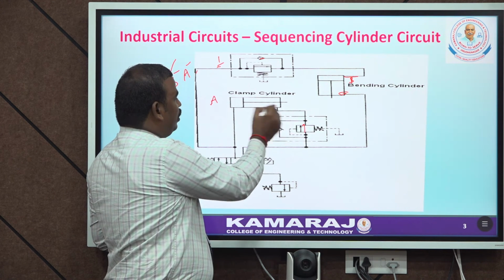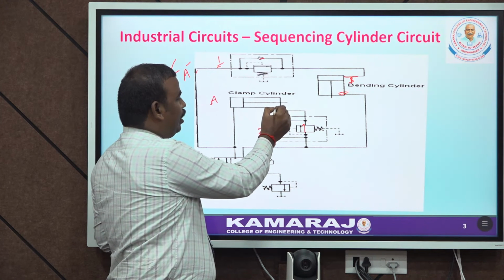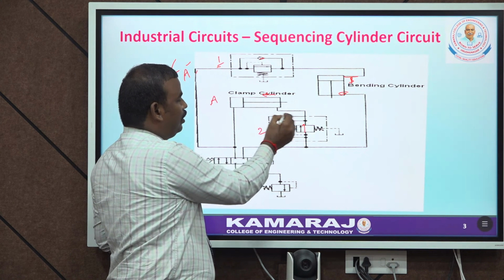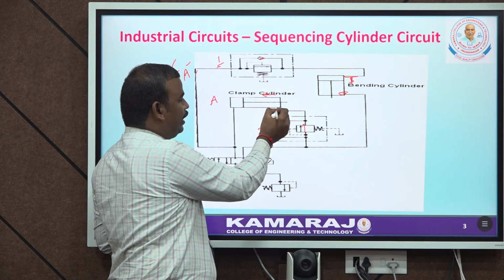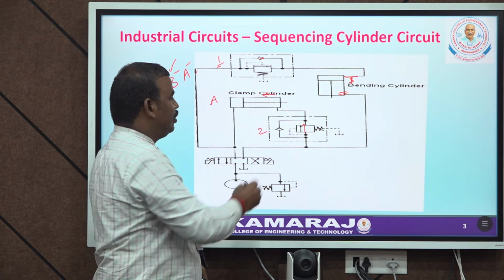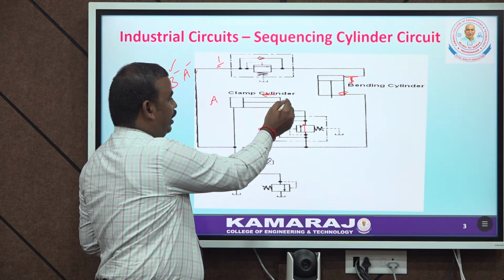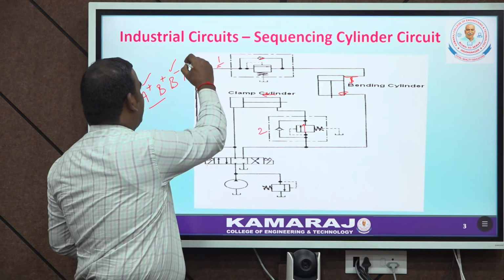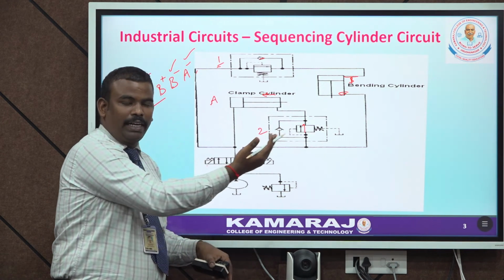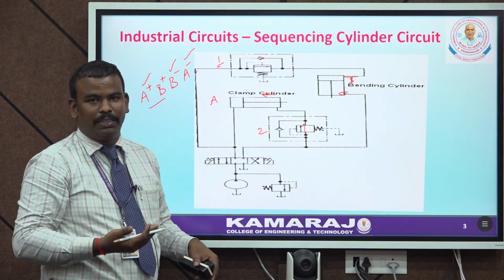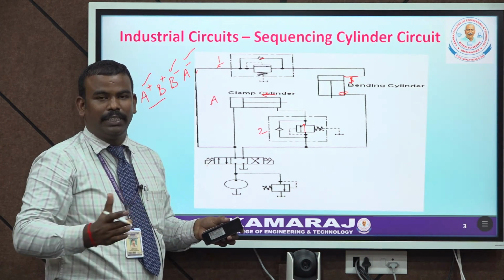At that time cylinder A is retracted because the oil flows to the rod end side of the clamping cylinder A. So the clamping cylinder A is retracted. So the A minus position is achieved. So the clamping cylinder declamps the workpiece. So the sequence is achieved.